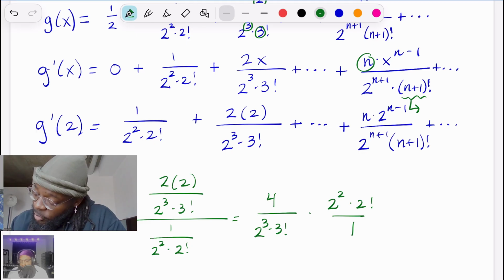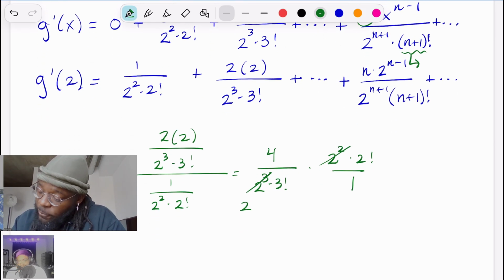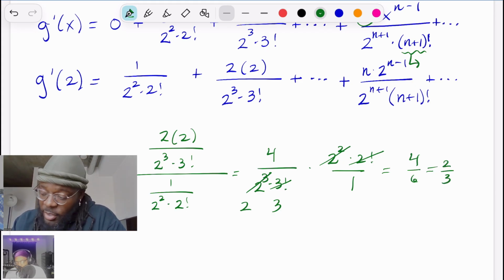So let's see what we can do. We have 2 to, could the 2 cancel out here to get a 2? Can you rewrite 3 factorial as 3 times 2 factorial? Does that work? Yep. So 2 factorial can cancel out here, and then I'll have a 3 left. So I get 4 over 6, which is just 2/3. Okay.